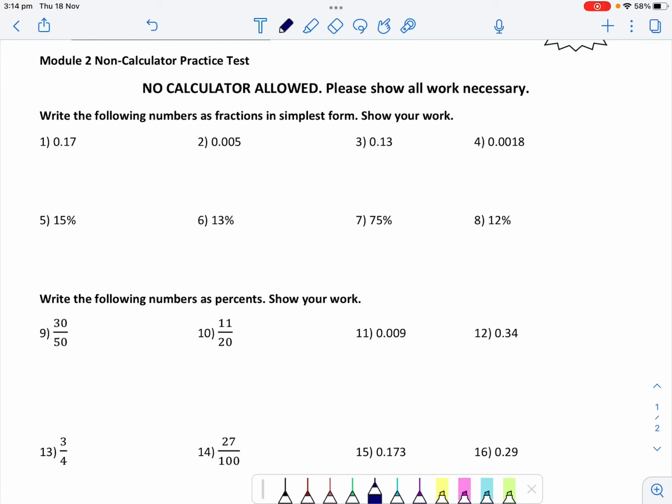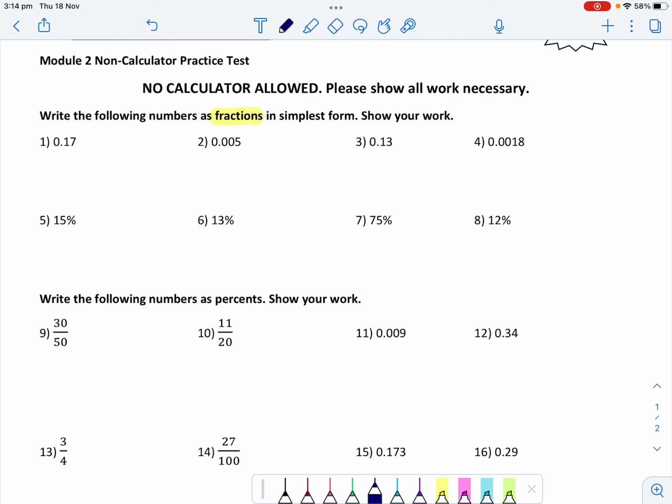Hey everyone, this is the answer key video for the non-calculator practice test for Module 2, which is our converting fractions, decimals, and percents portion of the test. So this first section says write the following numbers as fractions in simplest form. The first thing I'm going to do is write each number as a fraction and then decide whether or not it can be simplified.